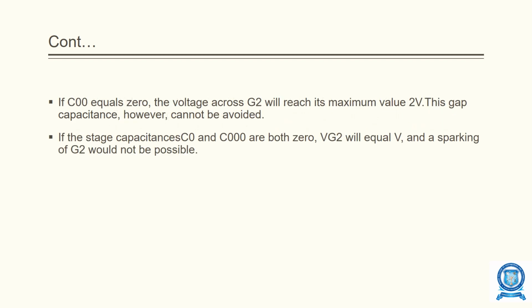If the gap capacitance equals 0, then the voltage across G2 will reach a maximum value of 2V. This gap capacitance however cannot be avoided, if the stage capacitance is C0 and C double naught, these are the capacitors connected in each stage, they have been represented. And V2 will be equal to V. The sparking gap is not possible.